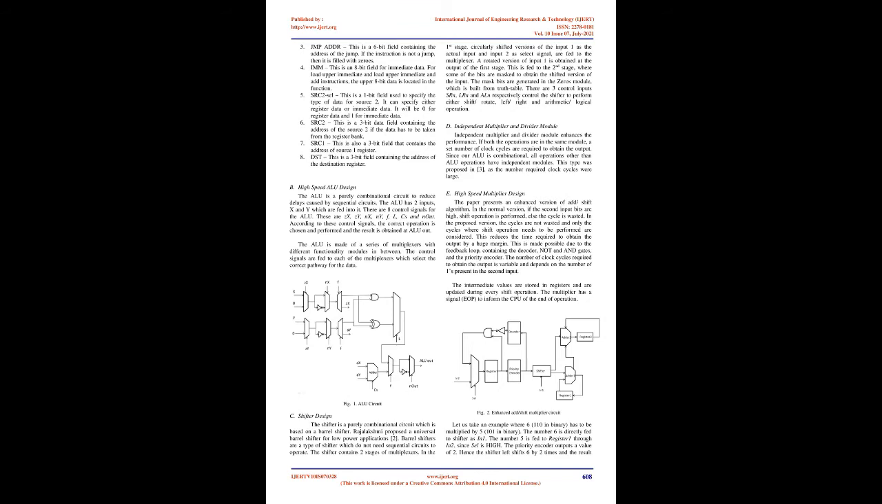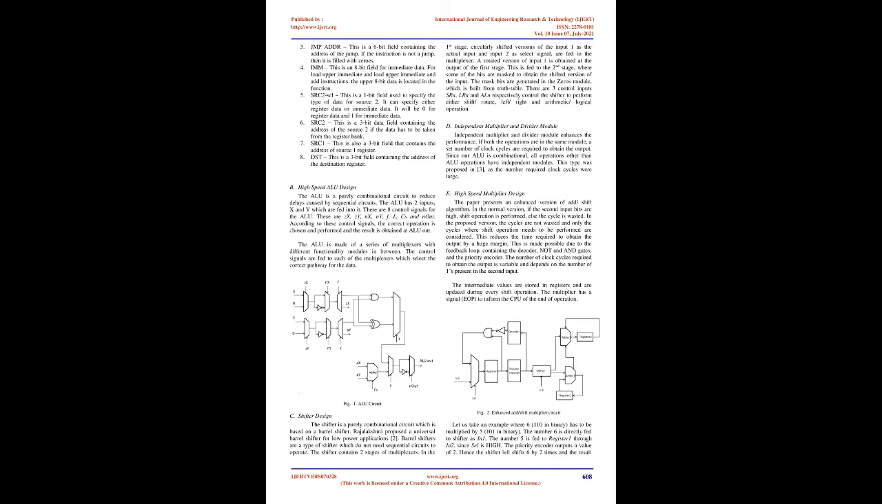3. JMP address. This is a 6-bit field containing the address of the jump. If the instruction is not a jump, then it is filled with zeros. 4. IMM. This is an 8-bit field for immediate data. For load upper immediate and load upper immediate and add instructions, the upper 8-bit data is located in the function.